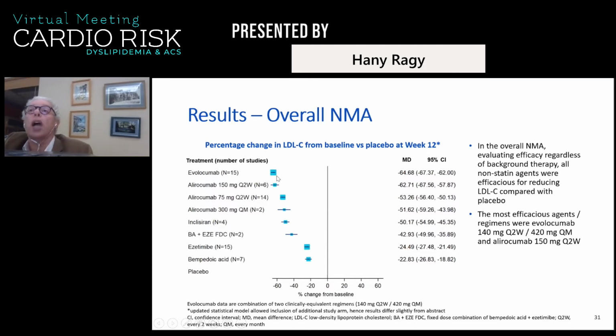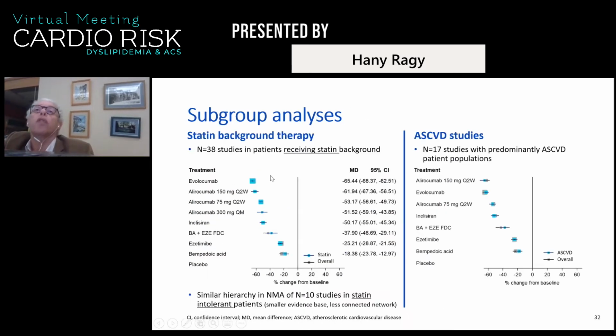These two were, as you would expect, the two most effective, with about a minus 64% reduction in LDL compared to placebo. And this was on top of statin background therapy. This is just a reflection of the previous trial. And the same in a small number of statin-intolerant patients: you got the same results.